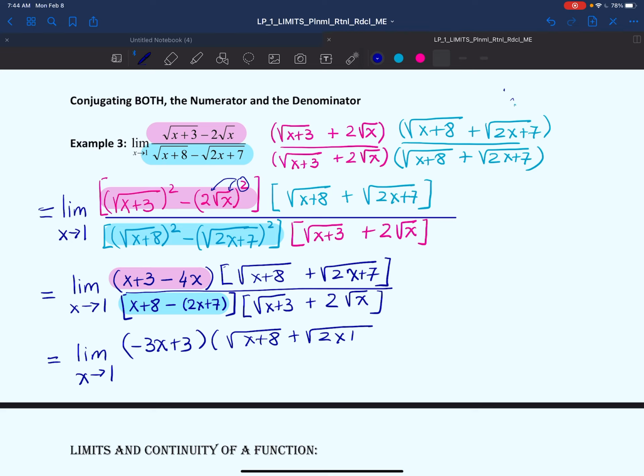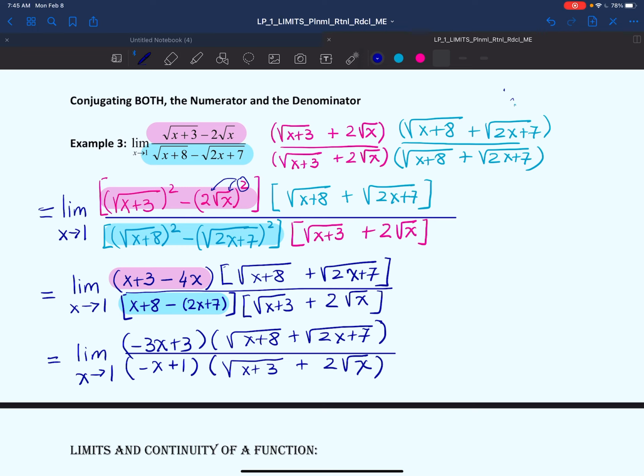I'm repeating myself, but again, you got to write the whole expression. So patience. And down here we have x plus 8 minus 2x plus 7. So x minus 2x is negative x. And 8 minus 7 is positive 1. And again, root of x plus 3 plus 2 root x.